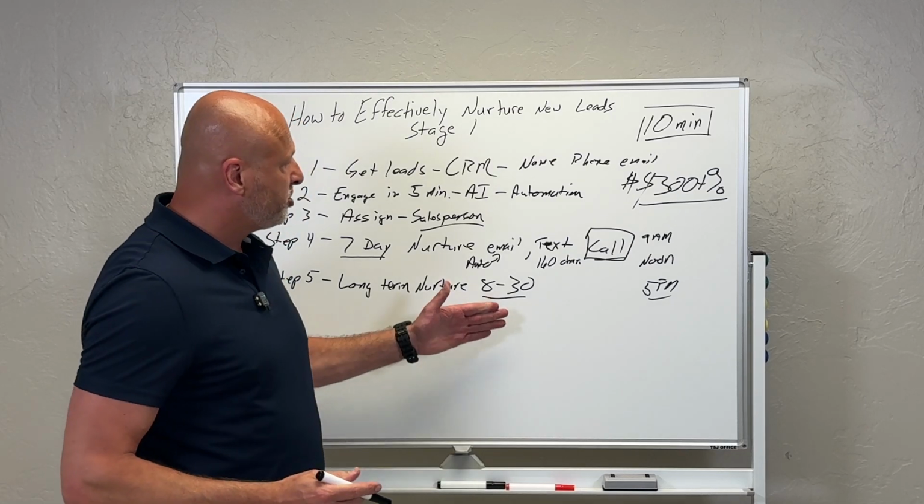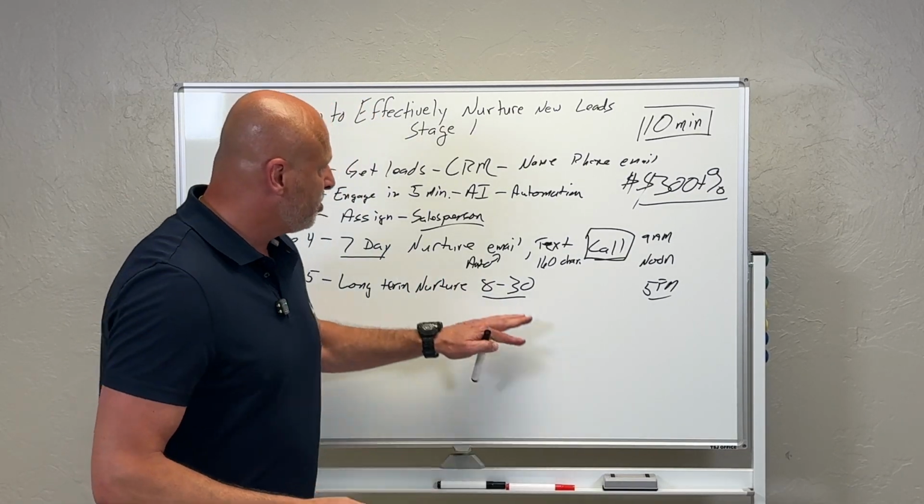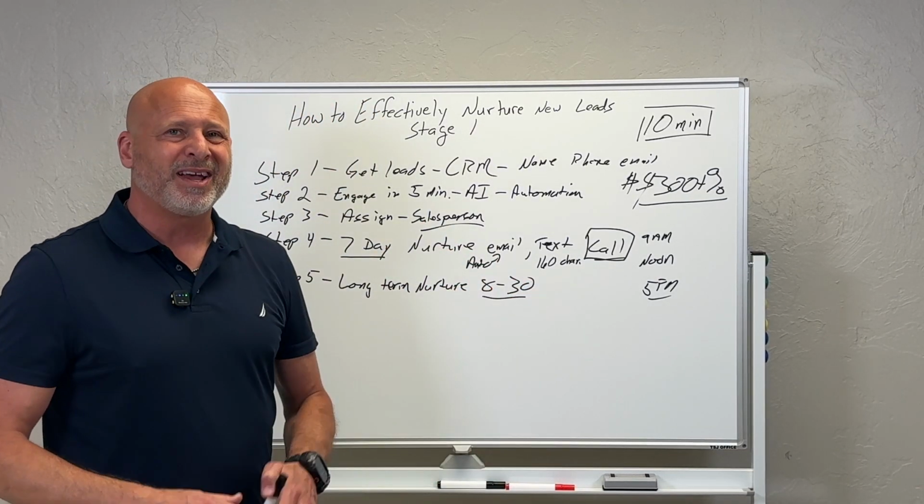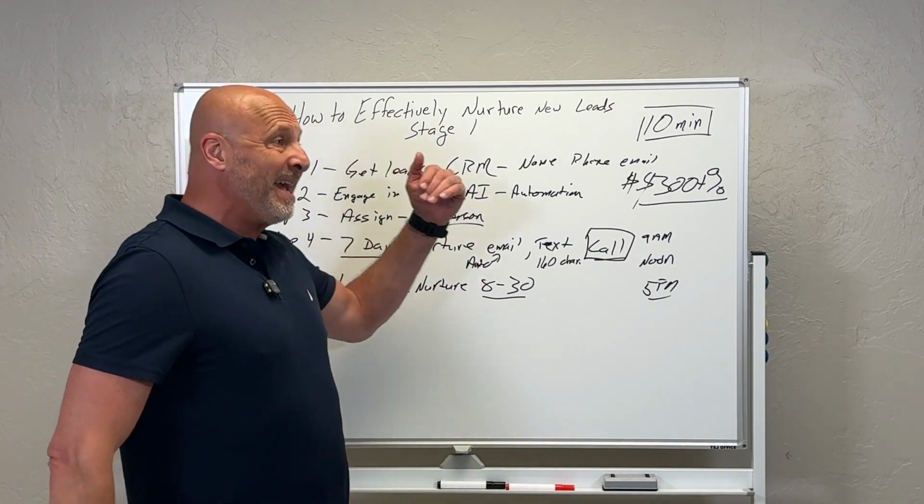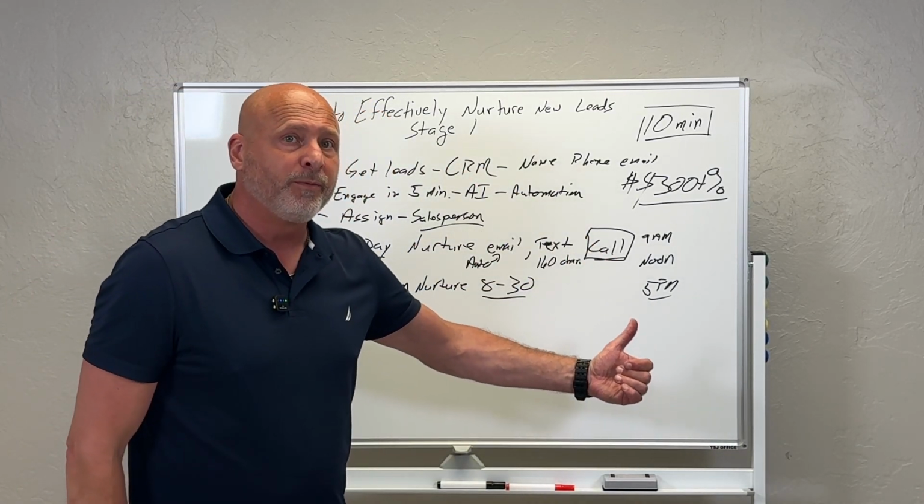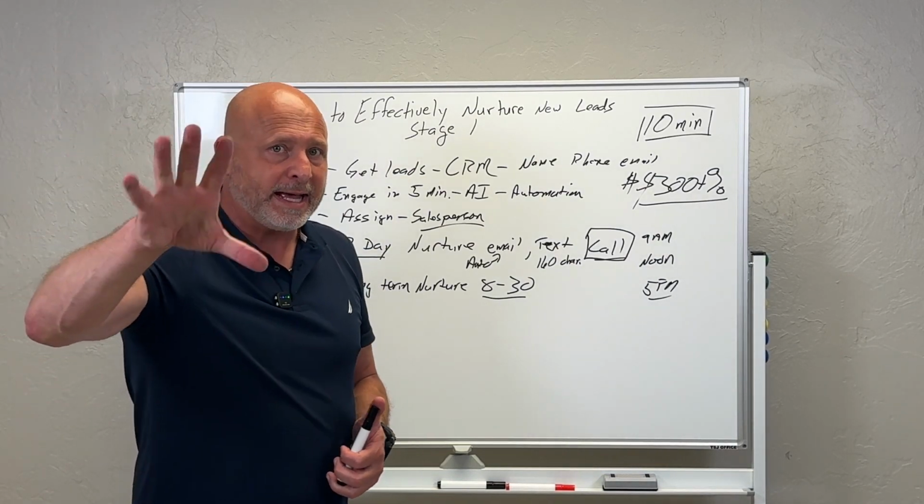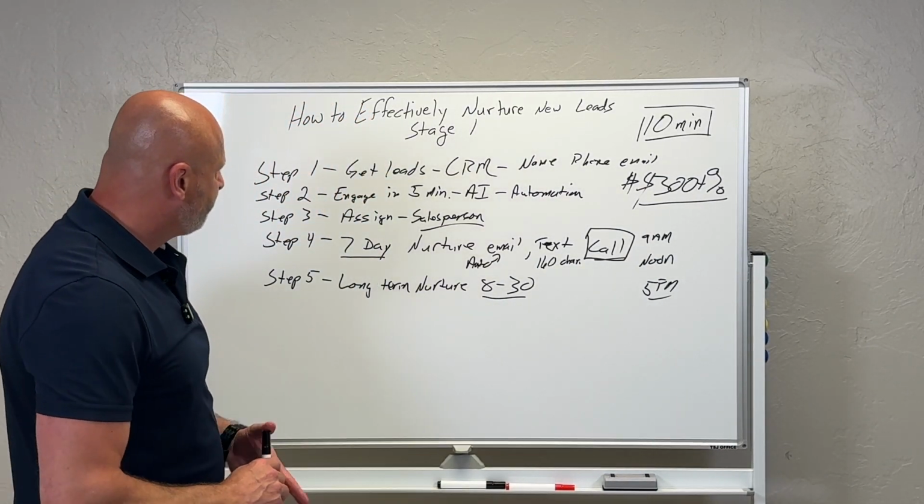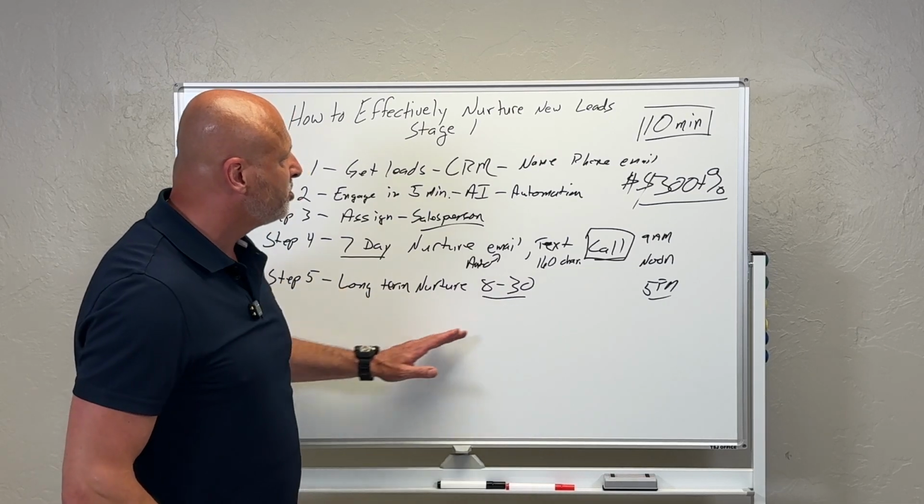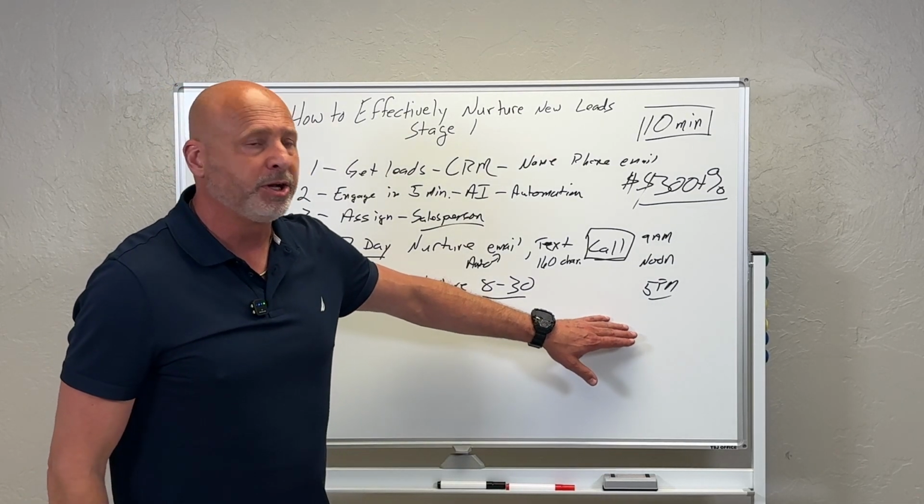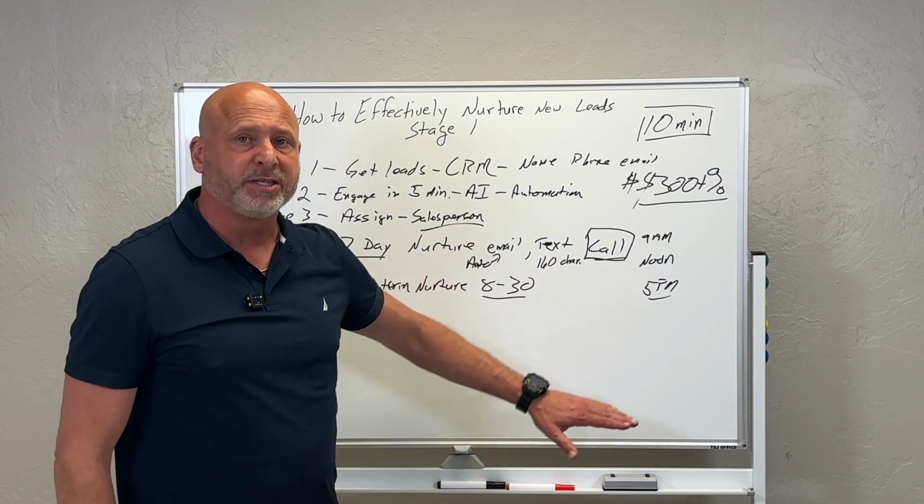This is day 8 through 30. Now, the nurture slows down a little bit because these are no longer hot leads. In the first 7 days, you have a better chance to help them become hot leads, which is stage 2. And we'll get into that, like I said, in the next video. But this long-term nurture slows down the communication a little bit. You're not getting an email, text, call every single day.